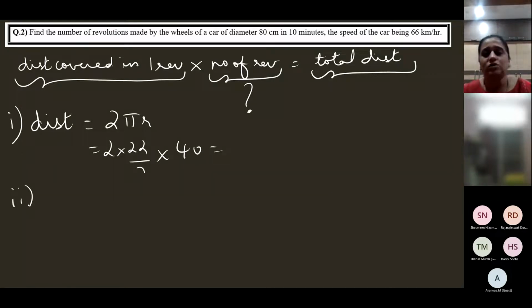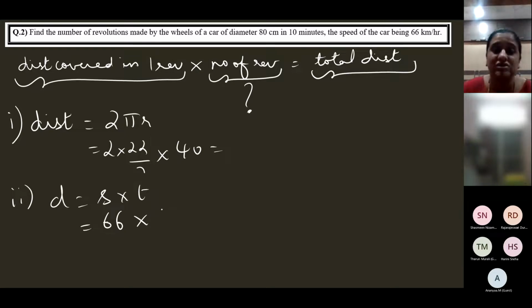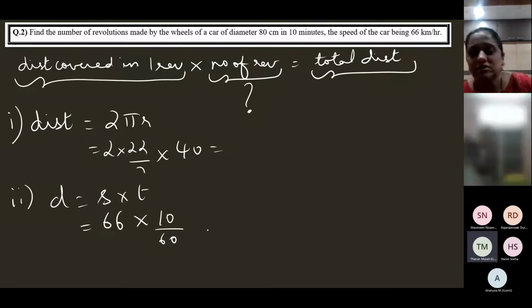Then you need to find the total distance. Distance is equal to speed into time. What is the speed? 66 kilometers per hour, into time, which is 10 minutes. Speed is in kilometer per hour but time is in minutes, so you need to convert time also to hours. So 10/60. See, 66 kilometers per hour means the distance is in kilometers and the time is in hours, but the time is given in minutes here.